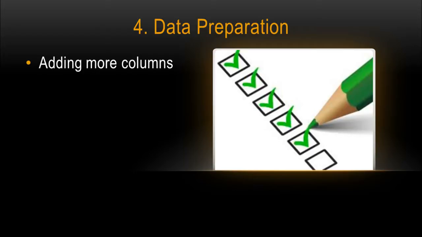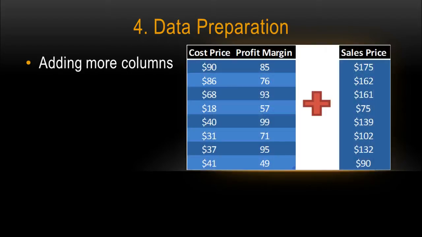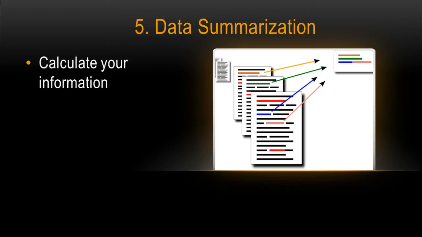The fourth step, preparing, includes any new columns you want to add in your data based on your objective. For example, if you need sales price in your data, but it only contains cost price and profit information currently, you'll have to add this column with a calculation to have this information added for you. After preparing the data, you now have all the information available in your data which you need.